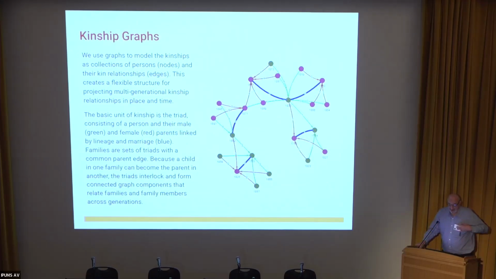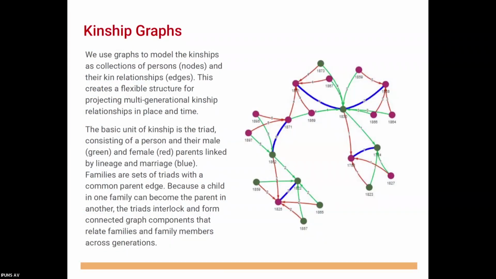These are kinship graphs. We use these graphs to model how the families are related to each other. In this case, the people, green for male, red for female, are the nodes in the graph, and they are related by lineage, which is green and red, and also by marriage, which is blue.